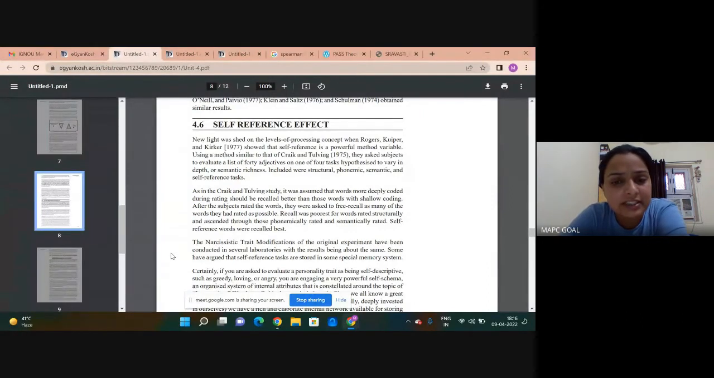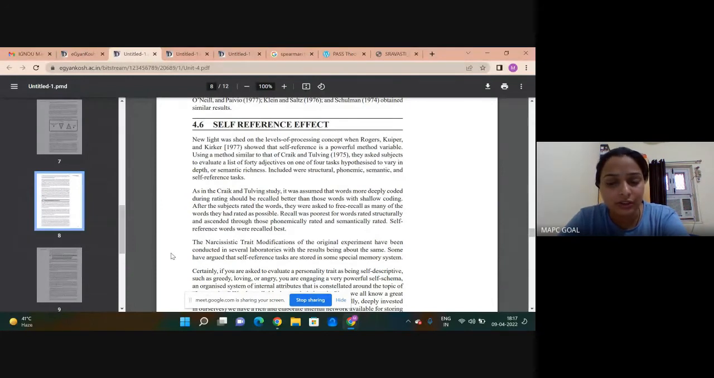So Kirky, 1977, the researchers studied that the self-reference model is a very important model. It's a powerful model through which we can recall memory for a longer period of time. It included structural, phonetic, semantic, and self-reference tasks. In this model, you can understand information in a structural manner, or through phonetics, or you understand the meaning of that information.